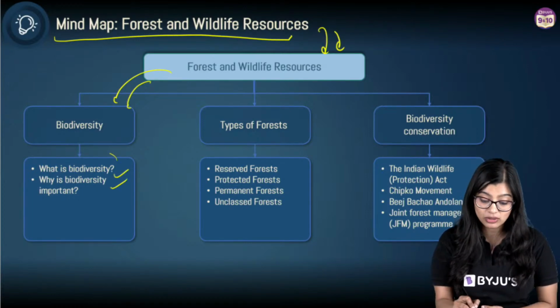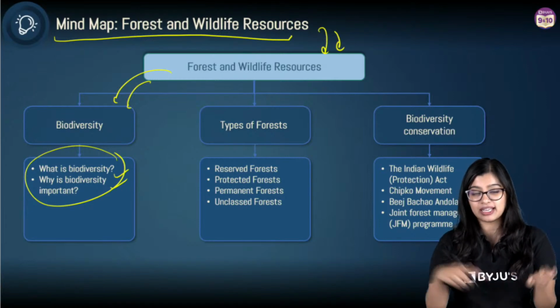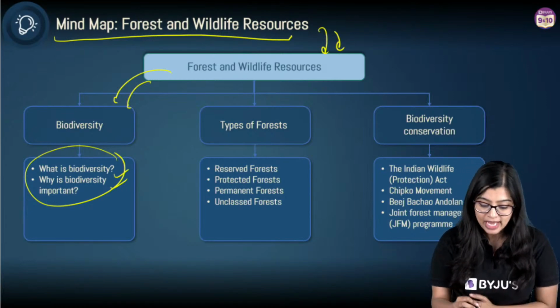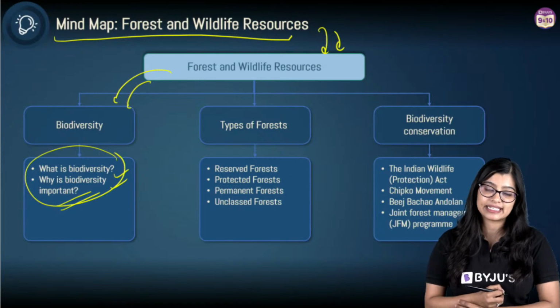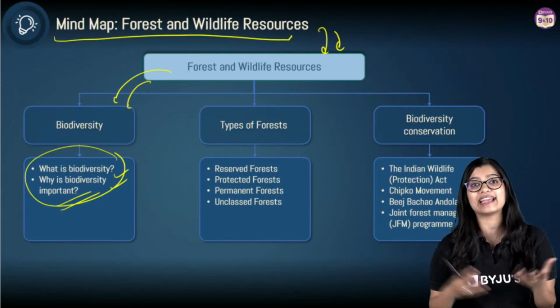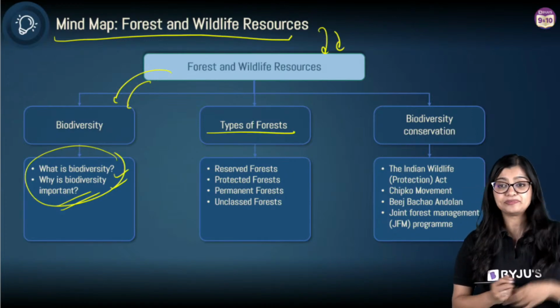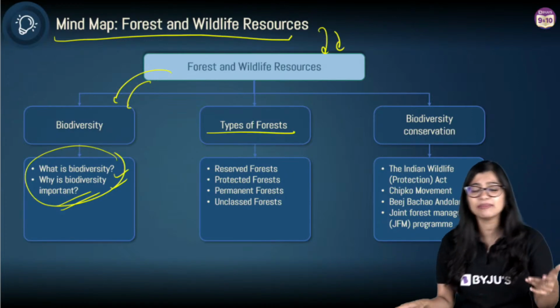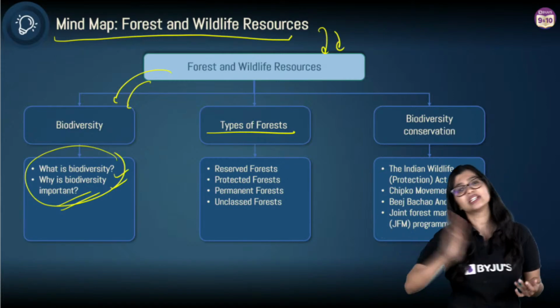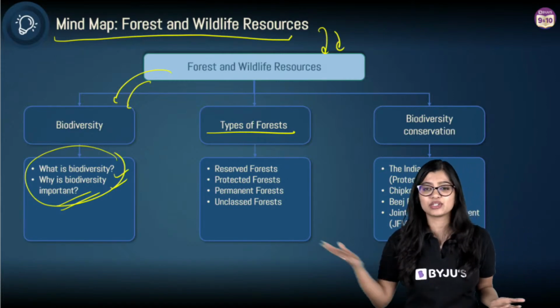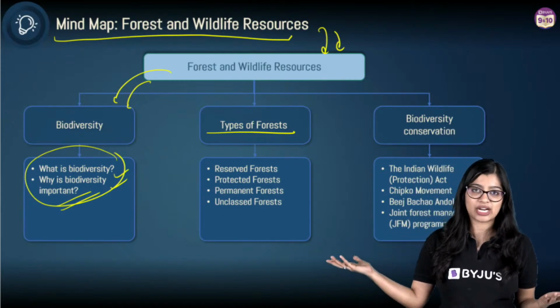So it spoke about what biodiversity is, how it includes flora and fauna, and of course why biodiversity is necessary, because it maintains ecological balance. Then, of course, we spoke about how over a period of time there has been loss of biodiversity. This I discussed briefly because otherwise you'll not understand the need for conservation strategies.